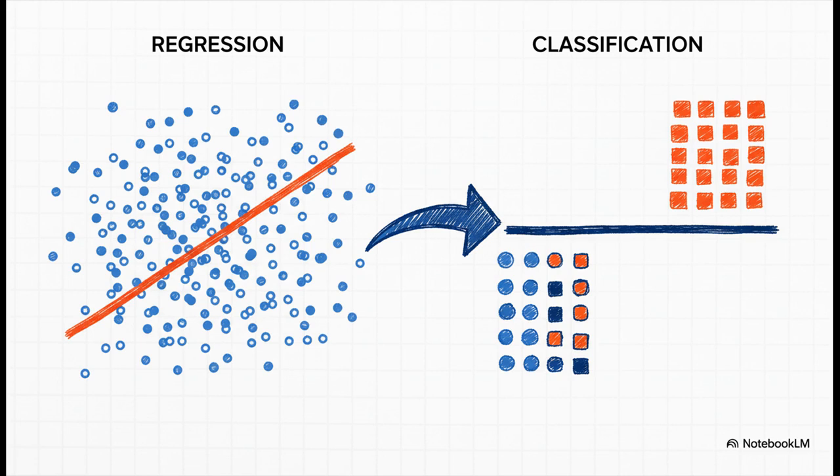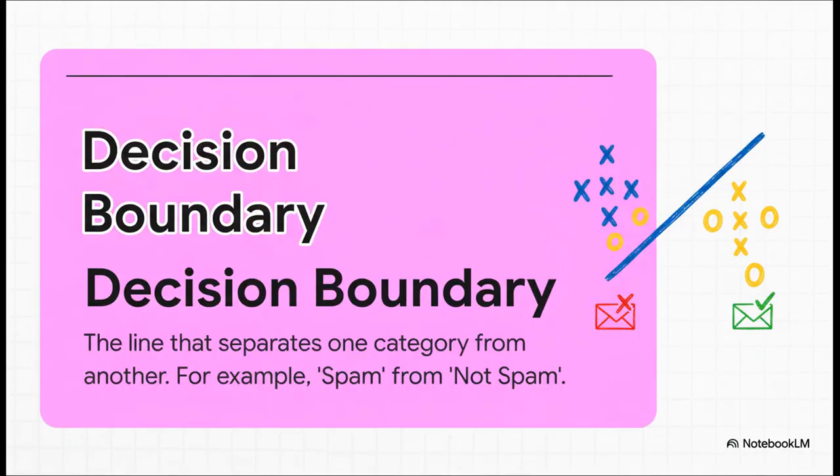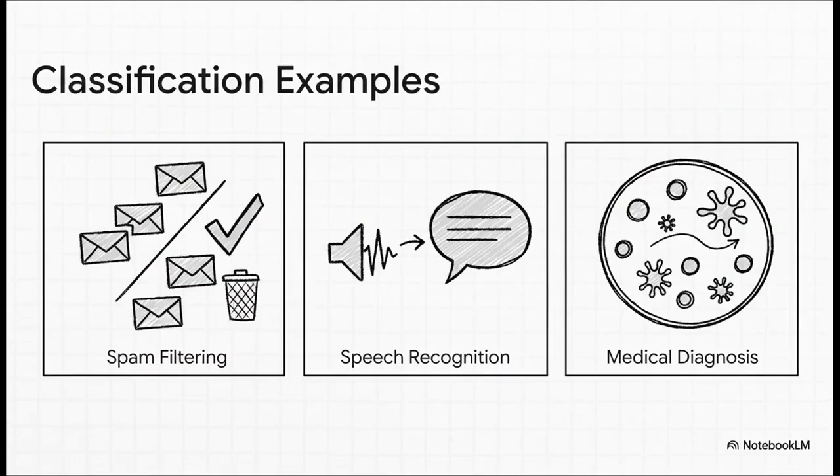We are no longer trying to predict a value that falls somewhere on a line. Now we're using that line to create a hard separation, a boundary. And we call this line a decision boundary. Everything on one side of this line gets classified as one thing, let's say not spam, and everything on the other side gets classified as something else, spam. Simple as that.